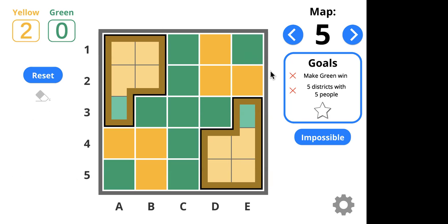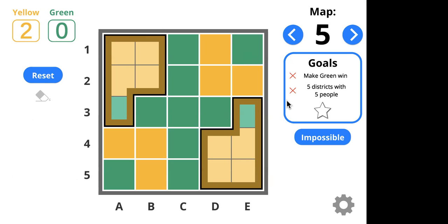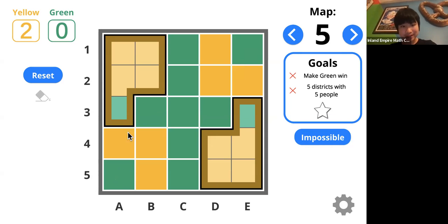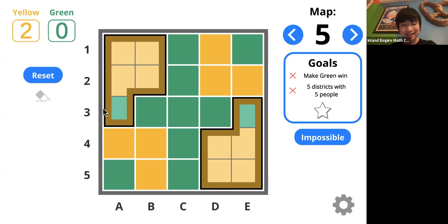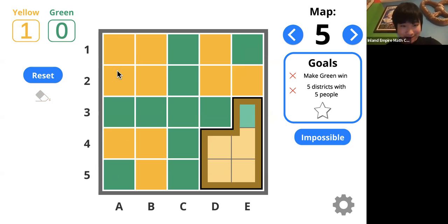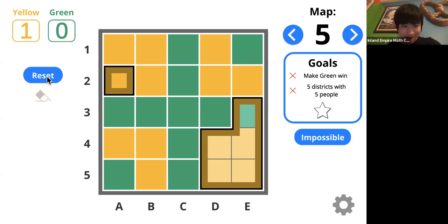Wait, I just saw something. So 3, 4, 5A. Wait, isn't this already taken up? Do you want to just destroy this one? Reset everything? Okay.